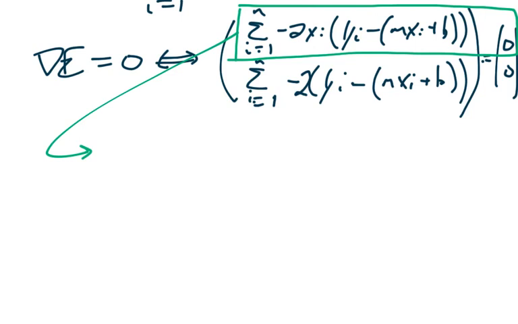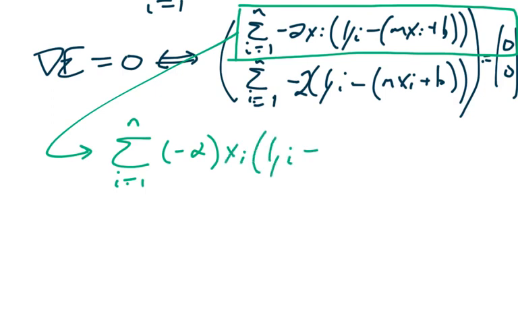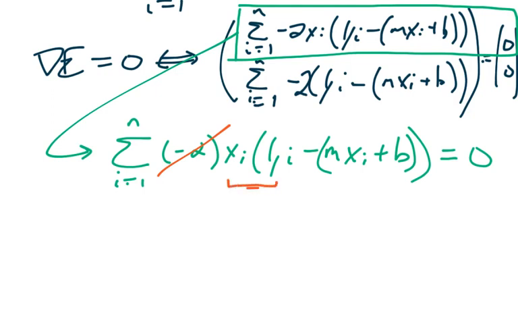Top line looks like the sum i equals 1 to n of negative 2 times xi times (yi minus (mxi plus b)) equals 0. All right, so the first thing I'm going to do, get the negative 2 out of there. You don't need that in there. Just divide it through, get rid of it. The next thing I'm going to do is distribute this xi to everything.